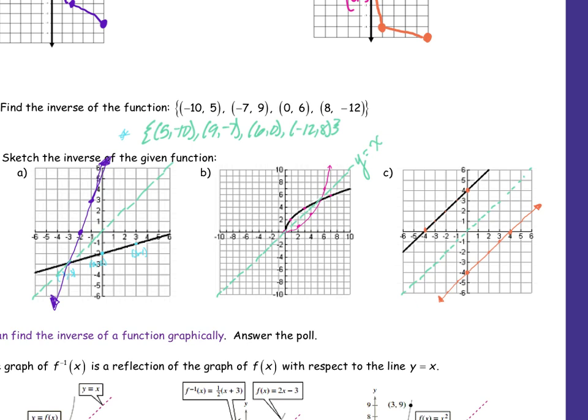So the green line you don't have to worry about. I just noticed that if I drew that line in, it looks like the original graph and the inverse graph are reflected over that green line. So the green line is just like, oh, look, it's a reflection over this line. So do you remember doing reflections, right?